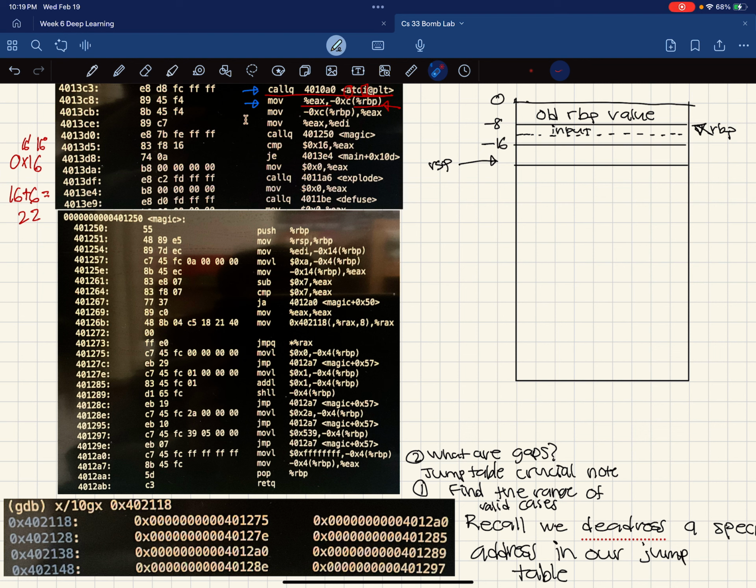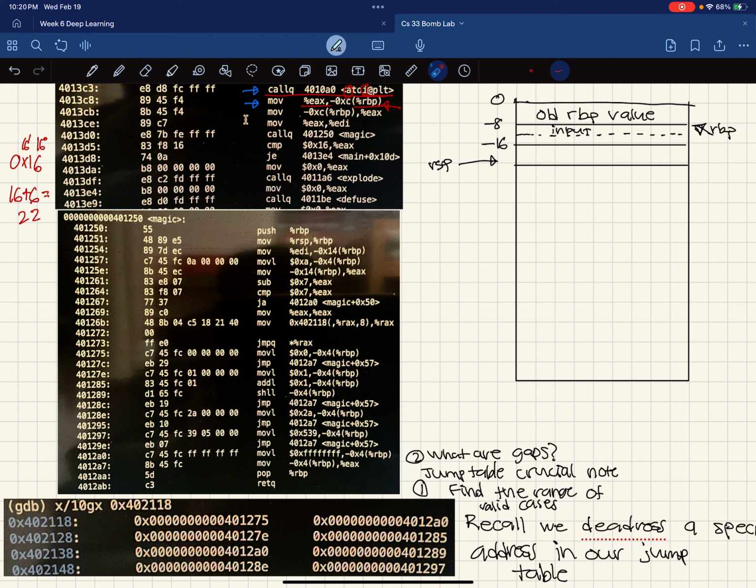Okay, so now that we have that, we compare that return value with, sorry, not 16, 22. See, even I messed that up. And then we have a jump equals, and it jumps to E4, okay? Now the important part is that it jumps beyond this explode, which is what we want. So that means we need to input a value so that the return from magic, this magic function, is 22. So we can avoid this explode, okay?